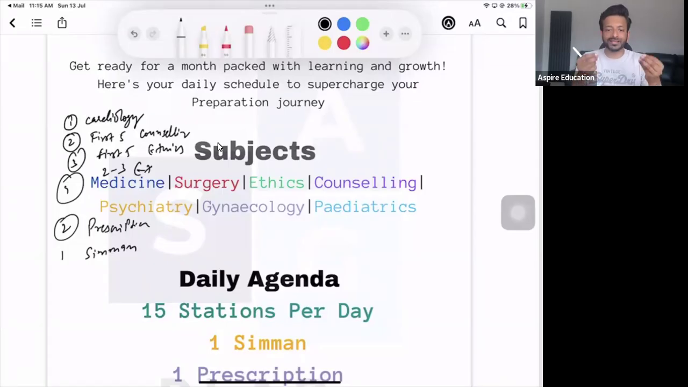And even if you practice, say, 20 stations, for example, 5 to 6 each, I think that is done. So in one day, how many stations were we able to do?